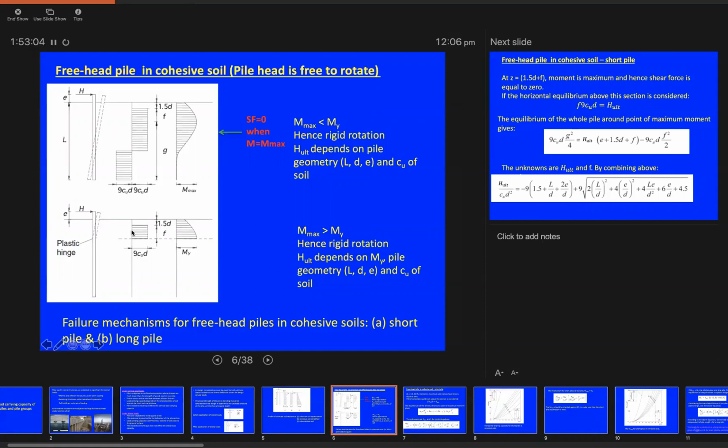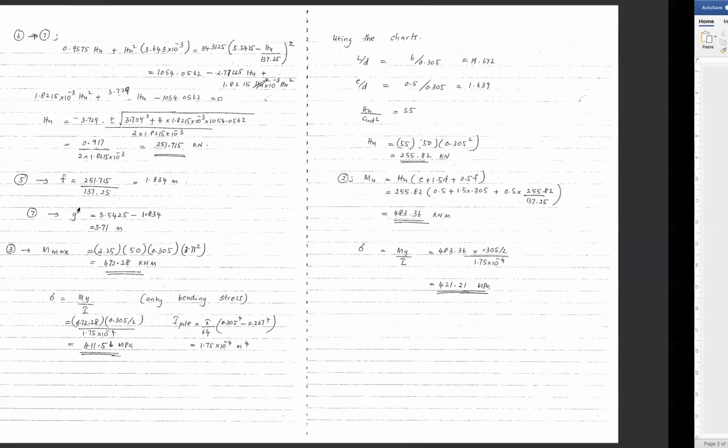So the only unknown value in the long pile failure scenario will be the H ultimate value. And as you can see, you can form two equations here, or two system of equations, from the first principle of static equilibrium. One coming from the sum of the horizontal forces on the system. The horizontal forces on the system are the H ultimate and the soil reaction within the length F. The soil reaction within the length F is equivalent to 9CuD multiplied by F, and that will be equivalent to H, and that's equation number 1.